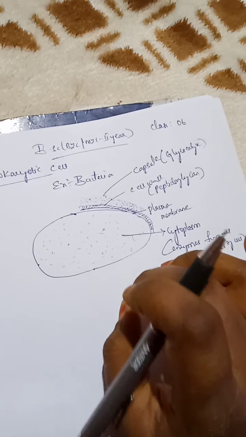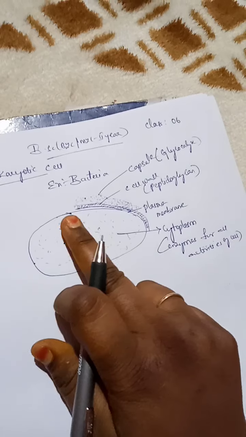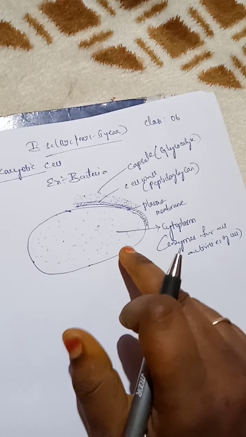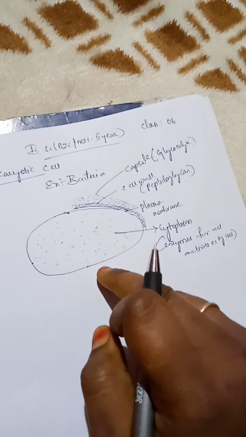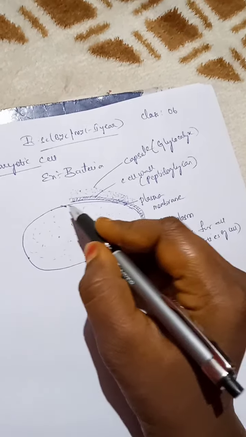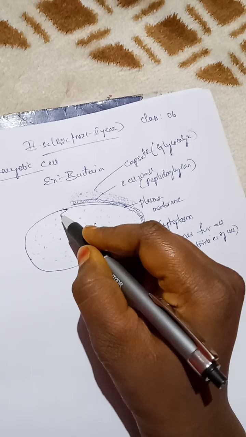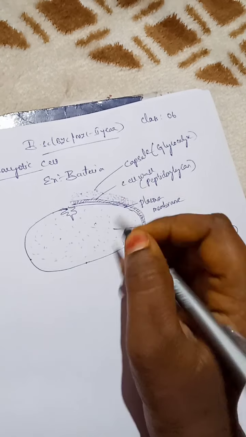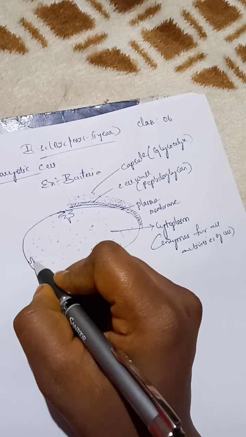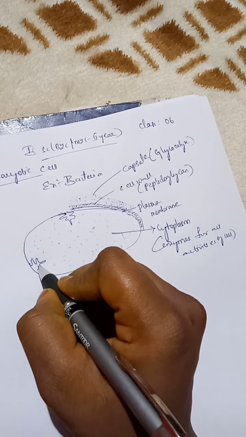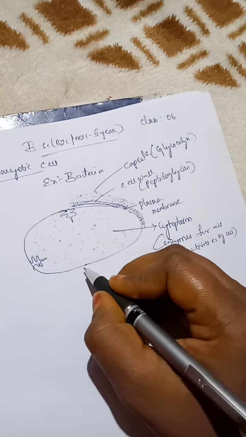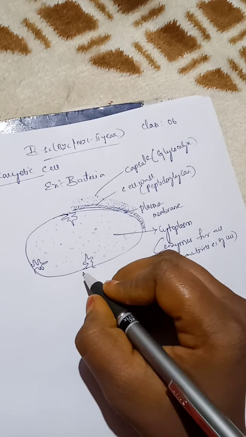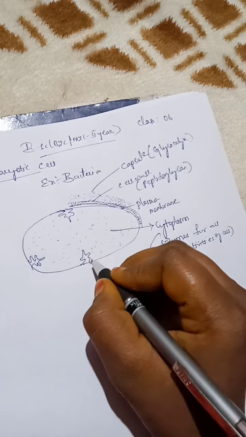We'll discuss that now. Before that, we'll discuss the plasma membrane structure, which undergoes enfolding. At some areas, the plasma membrane undergoes enfolding. Like here, see, I'm drawing the structure. Like this, the plasma membrane undergoes enfolding. So these are the enfoldings.